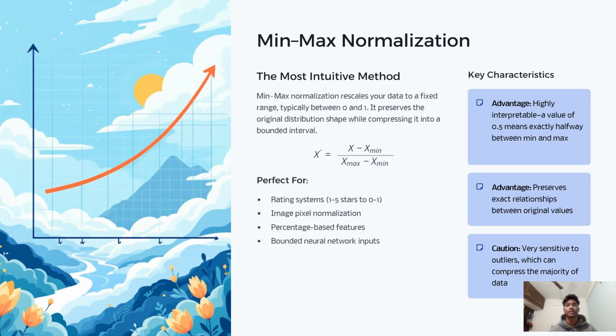Now, min-max normalization. Min-max normalization is the simplest, most intuitive technique. It compresses values into a fixed range, usually between 0 and 1. It's perfect for rating systems, image pixels, any feature where values already fall in a fixed boundary. A big advantage is that it keeps the shape of the original distribution, but the main drawback is that it is very sensitive to outliers. Even one extreme value can shrink all other data.